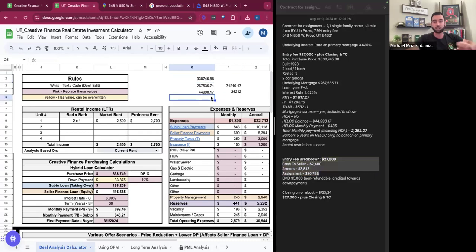So the purchase price is actually going to be the underlying mortgage plus the HELOC. So we'll say mortgage, HELOC, cash to seller. All right. And then we're going to put the cash to seller, which is 2,400. The rest we're going to put as entry costs.